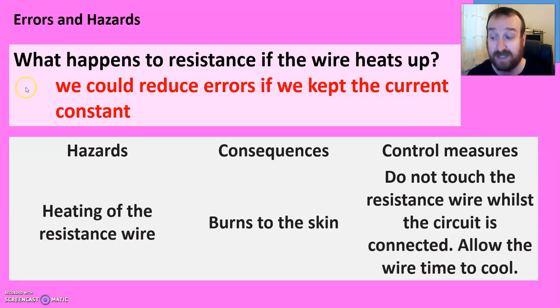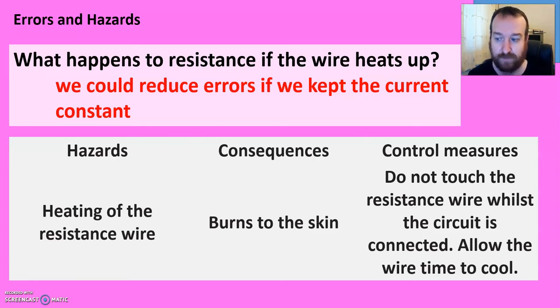And then our hazards: heating of the resistance wire is our biggest hazard. The consequence, what could happen because of that hazard, is burns to the skin. And then to control it, we don't touch the wire while the circuit's on. We allow the wire time to cool. And another good technique would be to have a relatively long minimum distance. So don't decrease the length of that resistance wire past 10 centimeters or 20 centimeters.